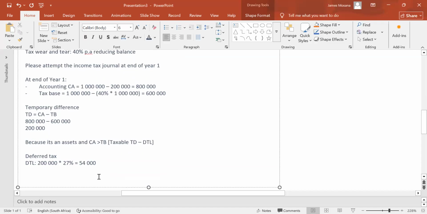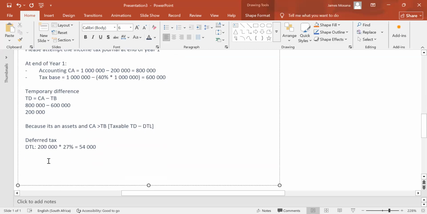Now, when we generalize, if you are dealing with a liability, I'm going to debit my income tax expense with 54,000. It is an expense which increased; expenses increase on the debit side. Then we are going to credit a liability, because liabilities increase on the credit side. So deferred tax liability, 54,000.